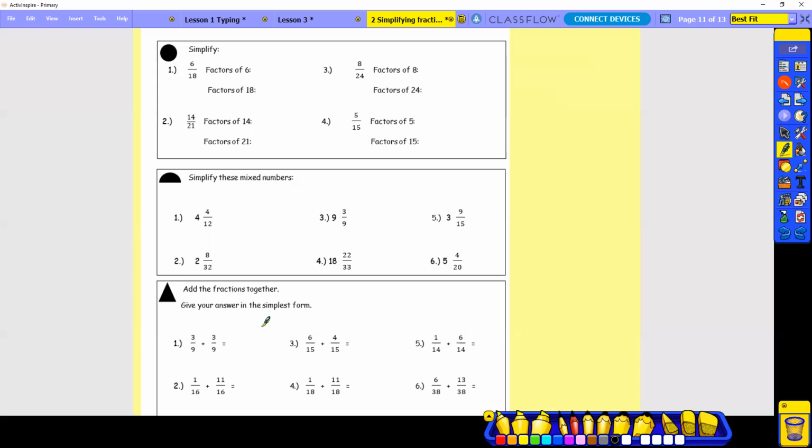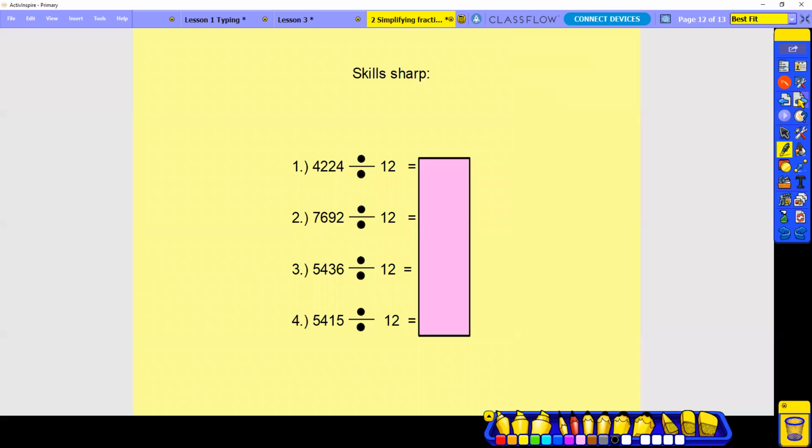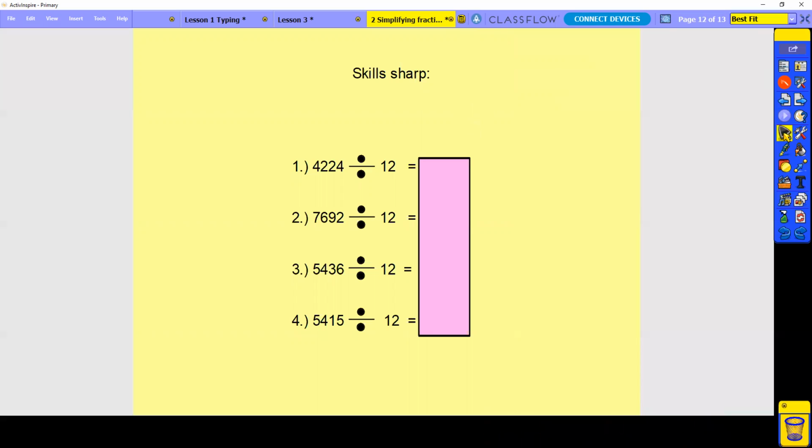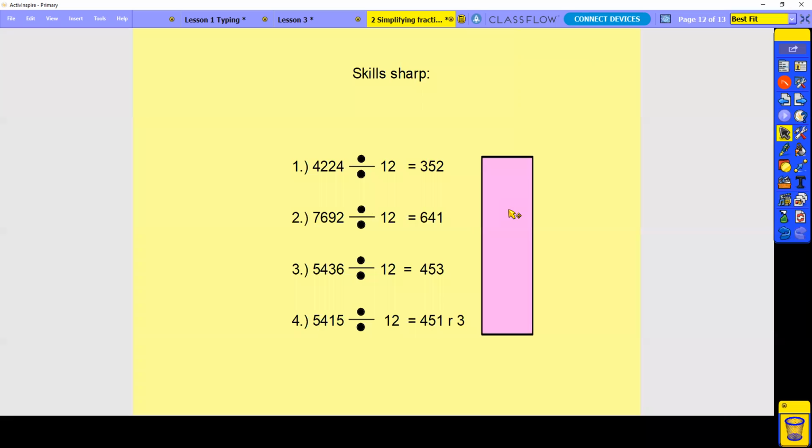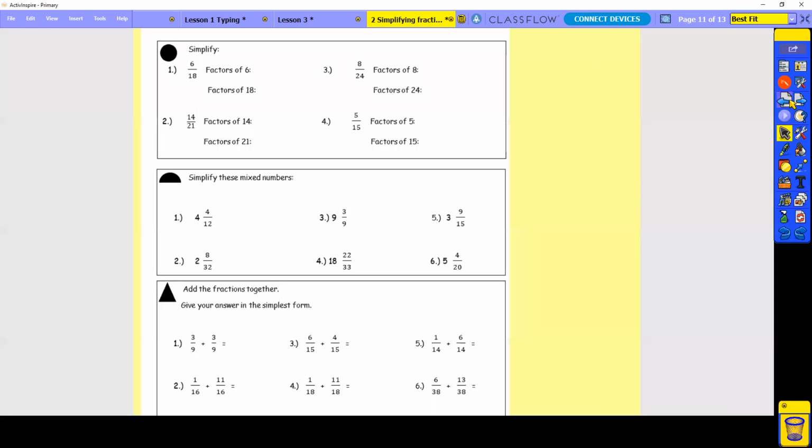If you get stuck on anything, it might be an idea to come back onto this video and have another go at it, okay? So you can have a go at your work when you're ready, and then when you've finished your work, I have got the skills sharp on the board here, so you can pause this video now and have a go at your skills sharp, and then I'll put your answers on in a second. Okay, I'm going to put the answers on for you now. Just one remainder there.